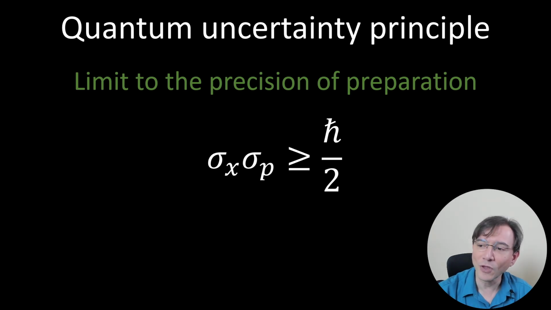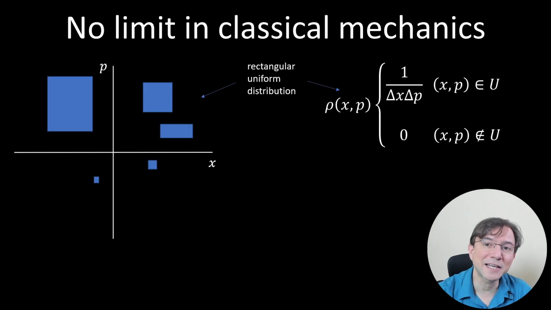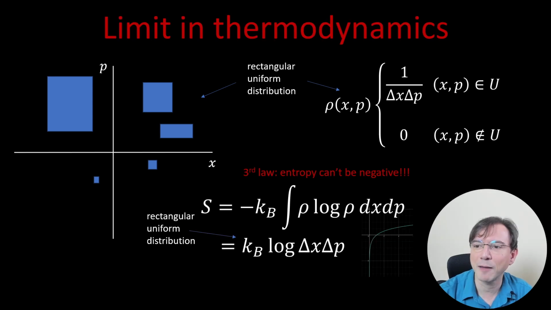So this is what we have in quantum mechanics, and in classical mechanics, in principle, there is no limit to the uncertainty. We can have a rectangular uniform distribution, and we can imagine shrinking the uncertainty as small as we want. In the limit, we can imagine shrinking this to a point. So while this is true in classical mechanics, in principle, there is a limit that comes out from thermodynamics when we are doing classical statistical mechanics.